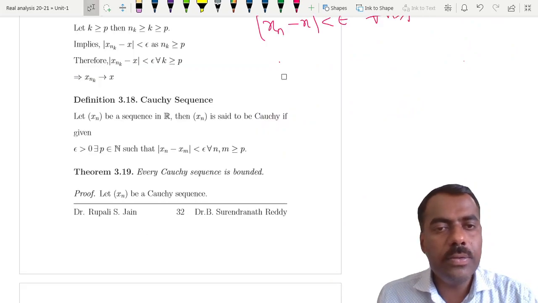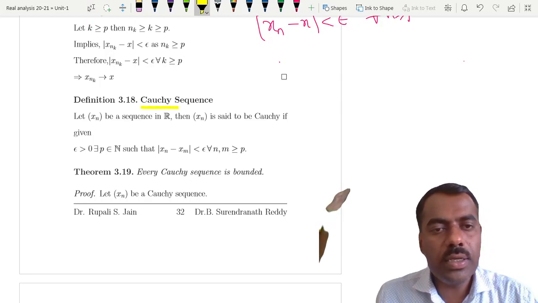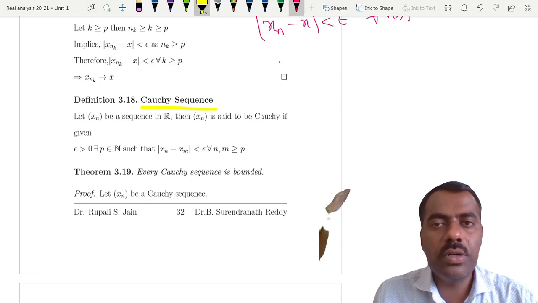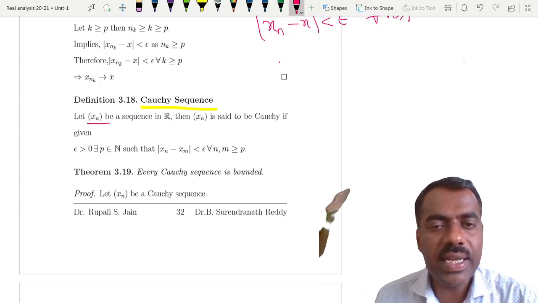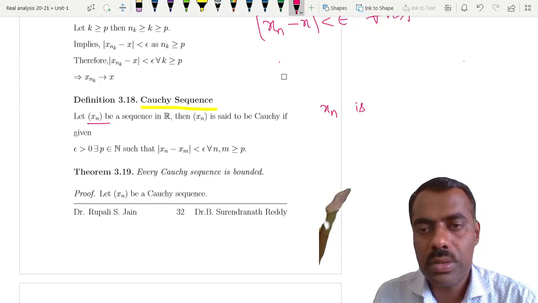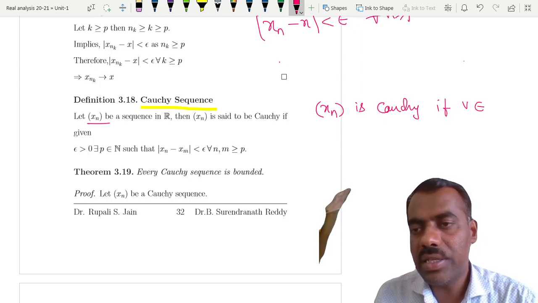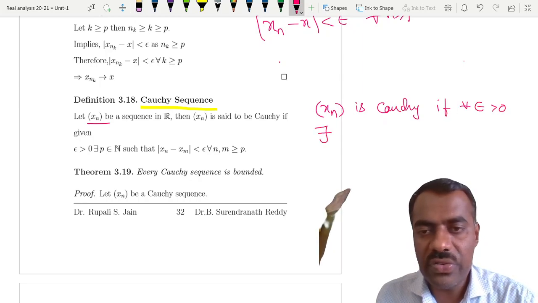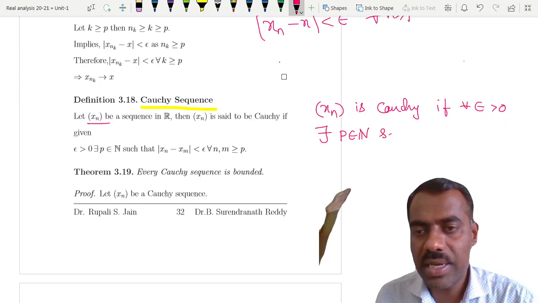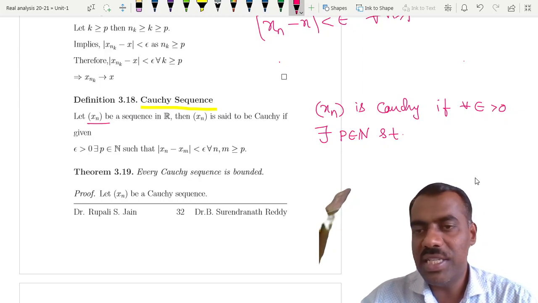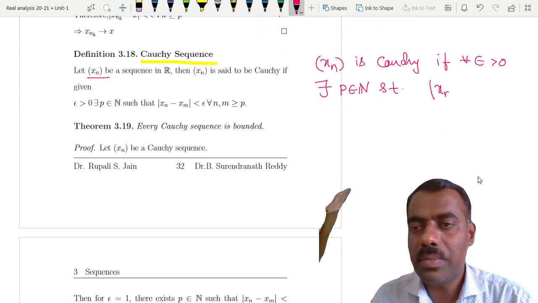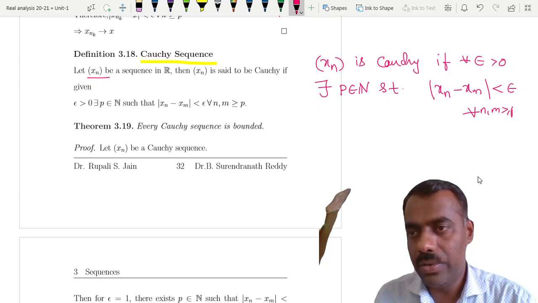Now we'll see another useful type of sequence called a Cauchy sequence. Take a sequence xn. We say that xn is Cauchy if, given any epsilon greater than 0, we should be able to find some stage p such that after this stage, all the elements of that sequence are close to each other. That means |xn minus xm| is less than epsilon for all n, m greater than or equal to p.